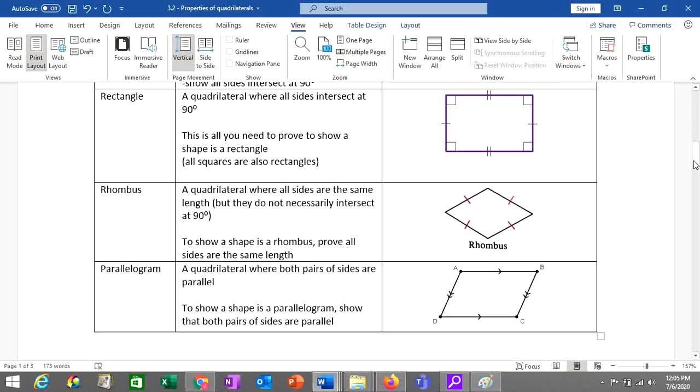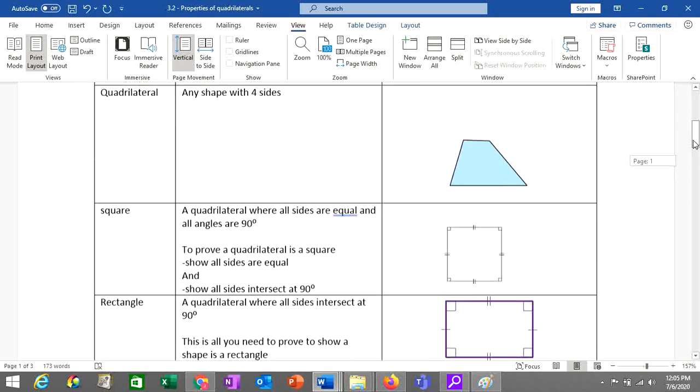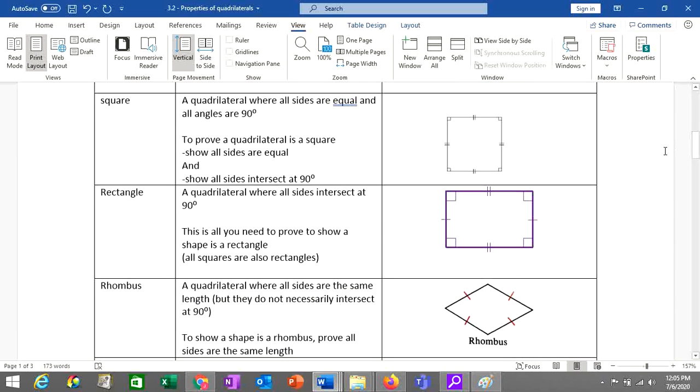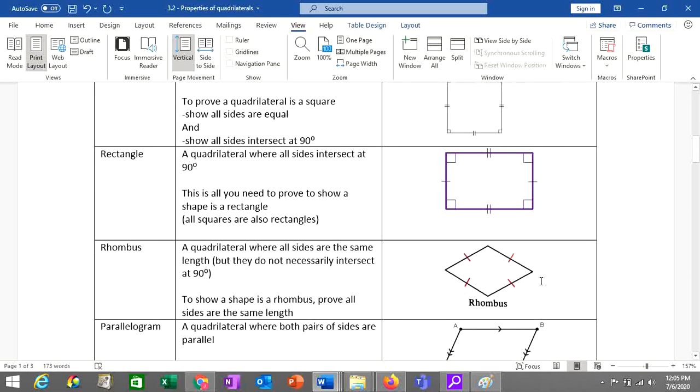Now you might be wondering, well wait, if all sides are the same lengths, couldn't it also be a square? And your answer is yes, but remember that a square is a special type of rhombus. It's a rhombus where all these angles are 90 degrees. So if you've proven all the sides are the same, you've already proven it's a rhombus. You don't need to do any more work. If you want to prove if it's a square or not, then you would find these angles.